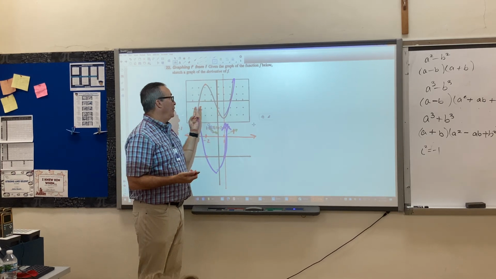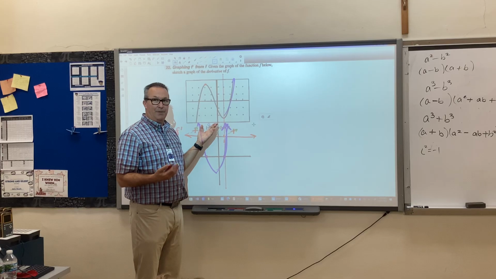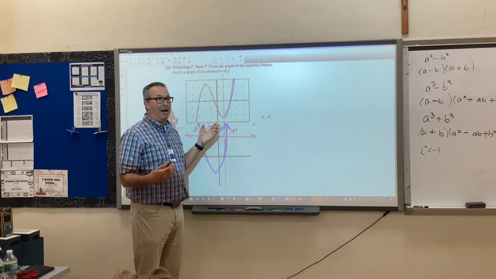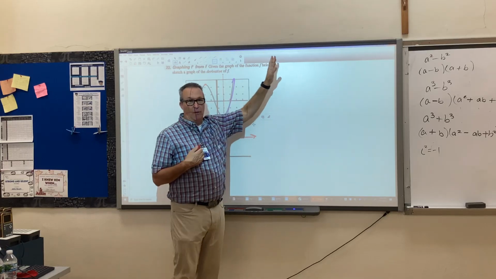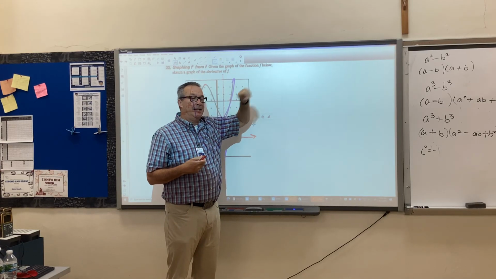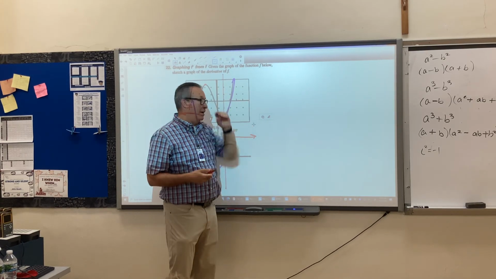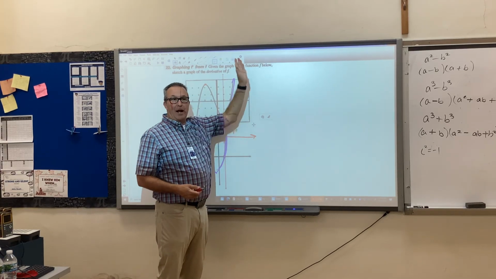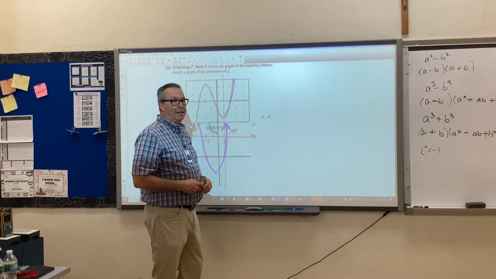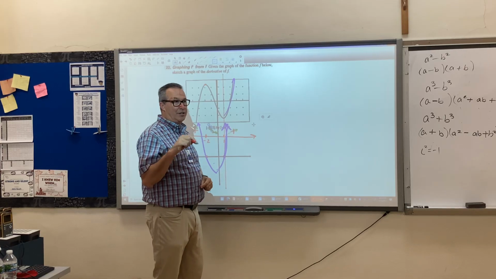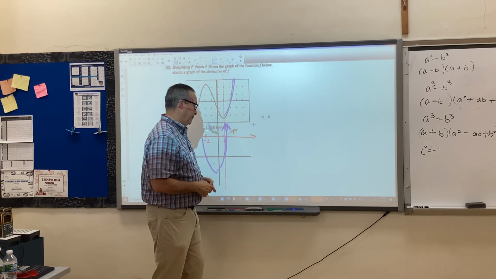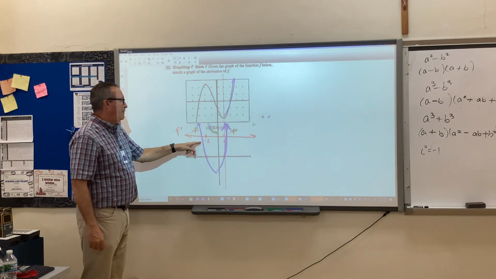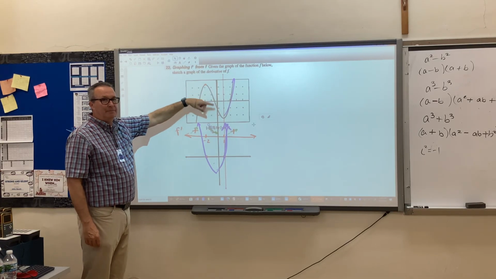If you have a third-degree polynomial with the leading coefficient being positive, the right side is going to go up. So you can take the derivative as many times as you want. The right side will always go in the same direction, up or down, depending if that leading coefficient's positive or negative. There's the graph of the derivative of this.